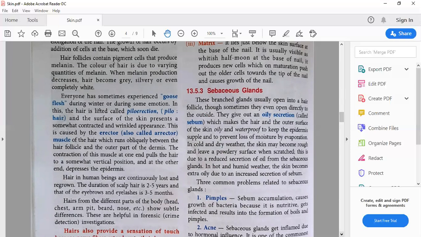Okay, so hair in human beings is continuously lost. The duration of scalp hair is 2 to 5 years, and eyebrows and eyelashes 3 to 5 months. The hair from different parts of the body, head, chest, armpit, beard, nose, etc., shows subtle differences. So these are helpful in forensic crime detection investigation. There is a slight difference in hair based on the parts where they are growing.